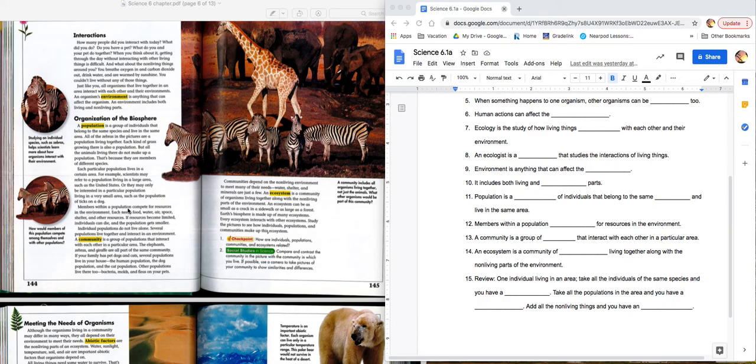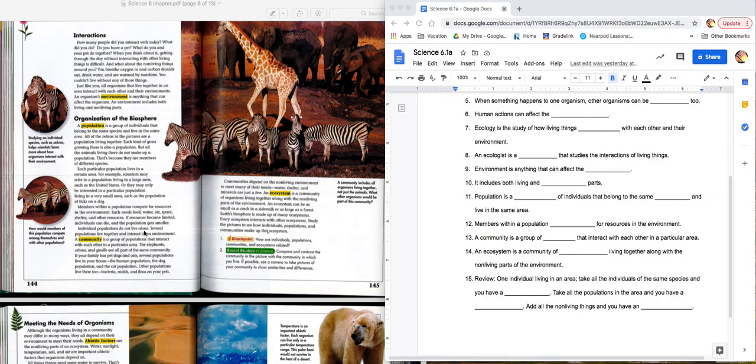Number 12 in your notes. Members within a population compete for resources in the environment. Each needs food, water, air, space, shelter, and other resources. If resources become limited, individuals can die, and the population will get smaller. So guys, the population is going to go up and down depending on the amount of resources, but what I need you to understand is all zebras have the same needs. They eat the same type of food, they drink the same amount of water, they find shelter and live in the same places. As that becomes limited, zebras are going to compete with each other to get the food that is necessary for them to survive. Okay? So you have competition.